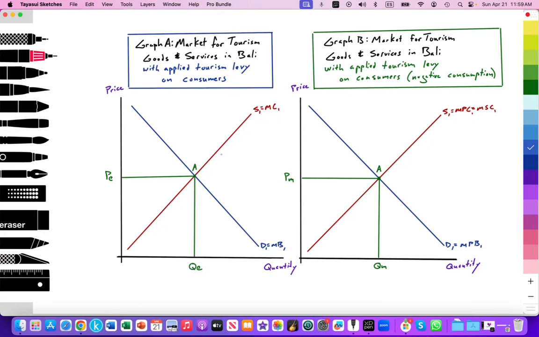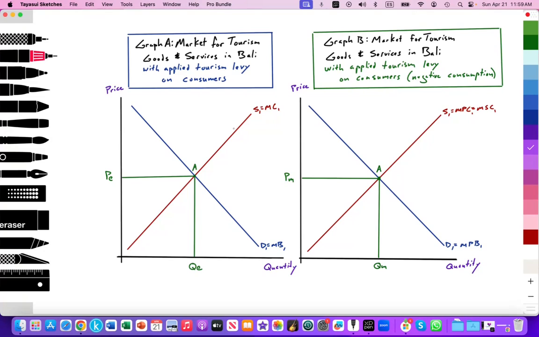So graph A, we have price measured on the y-axis, quantity on the x-axis, our upward sloping supply curve for goods and services provided by producers equal to the marginal cost of providing them. Then we have our downward sloping demand curve by tourists for those goods and services equal to their marginal benefit. And that provides a free market equilibrium at point A with a free market price at PE and free market quantity at QE. But then the Bali government steps in and they apply a tax.